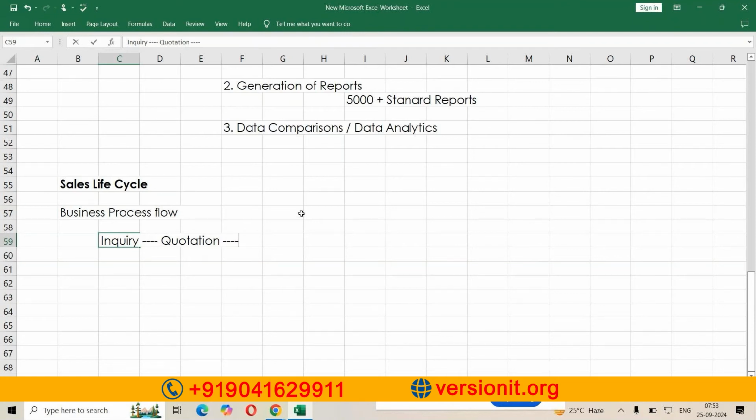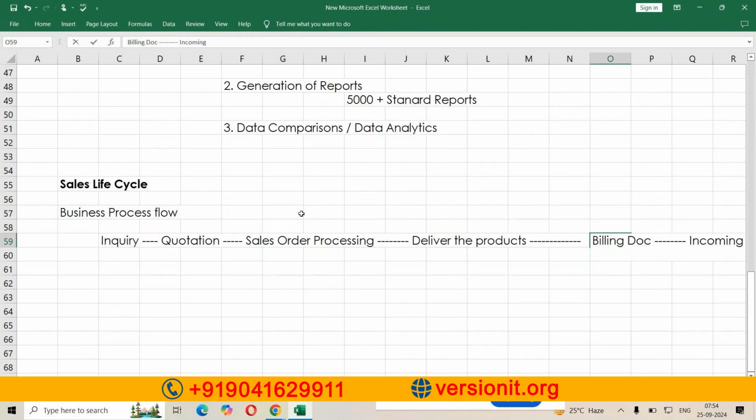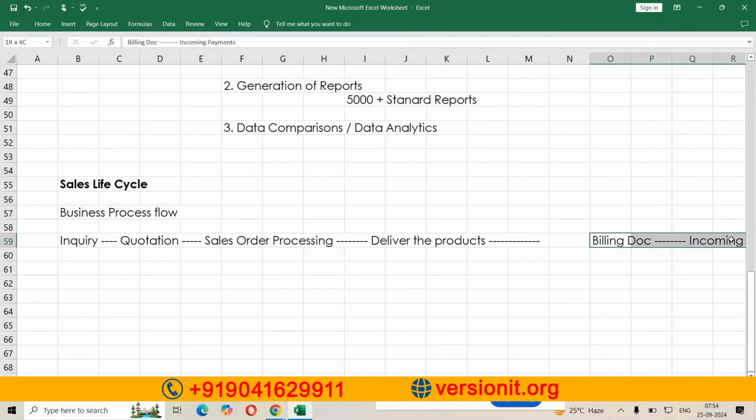And if the customer is happy with that quote, he will be placing an order. So the customer will be doing the business. So we go for sales order processing. That means the customer has agreed to the terms and conditions of the business and he will be placing an order. And for that order, we deliver the stock. Once the customer has placed an order, we deliver the products. And once this delivery has been done, we are going to issue a billing document, which is nothing but an invoice. We generate a billing document, and for that billing document, we are going to collect the payments, which we call incoming payments here. We are selling a product to the customer and we are going to collect the payments. So we record it as incoming payments.